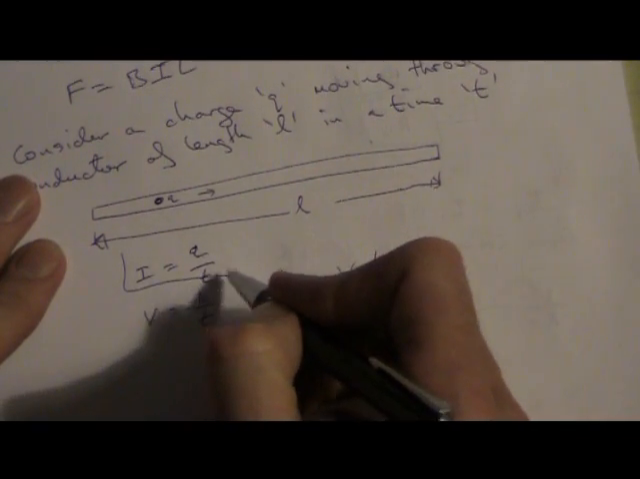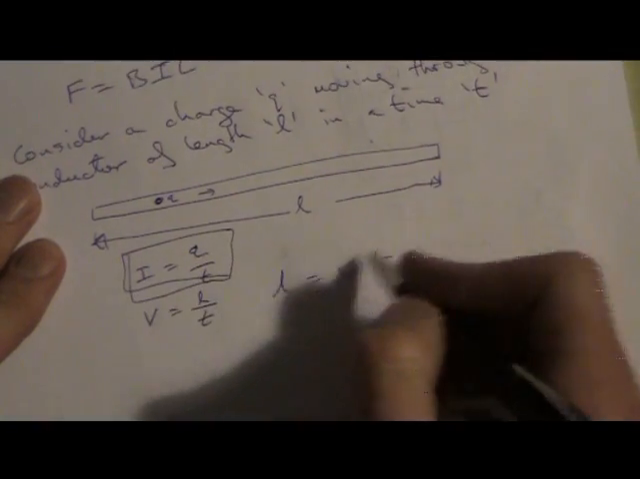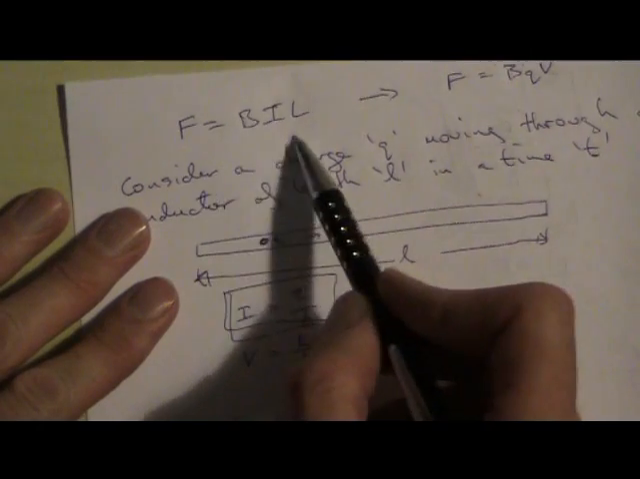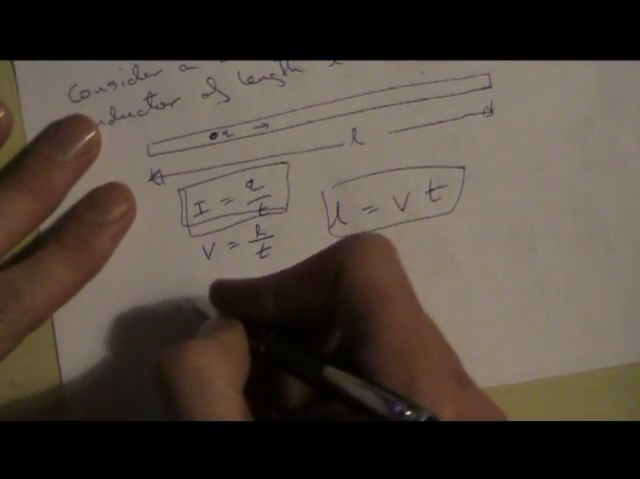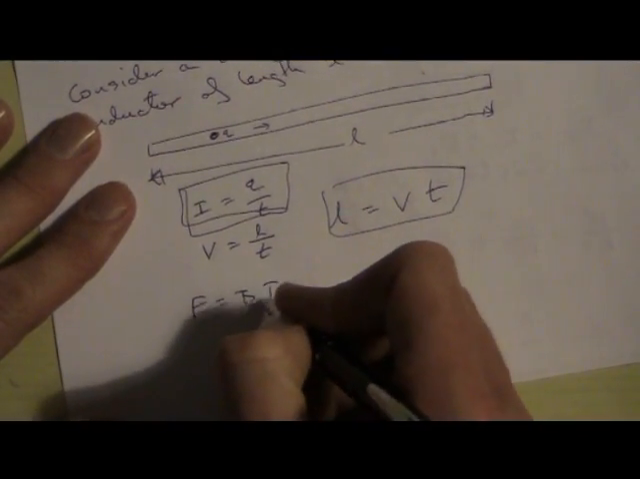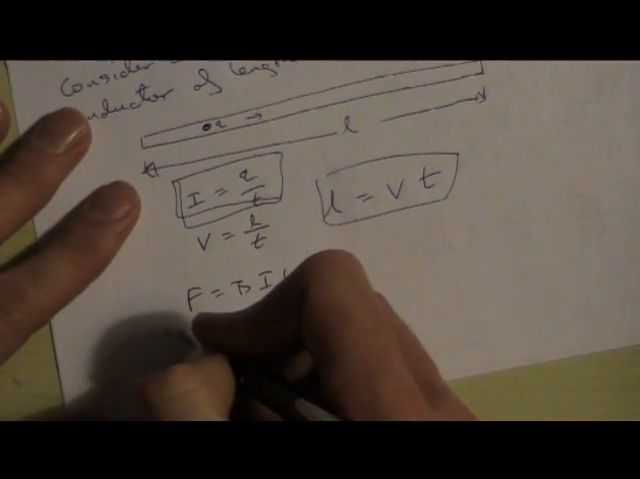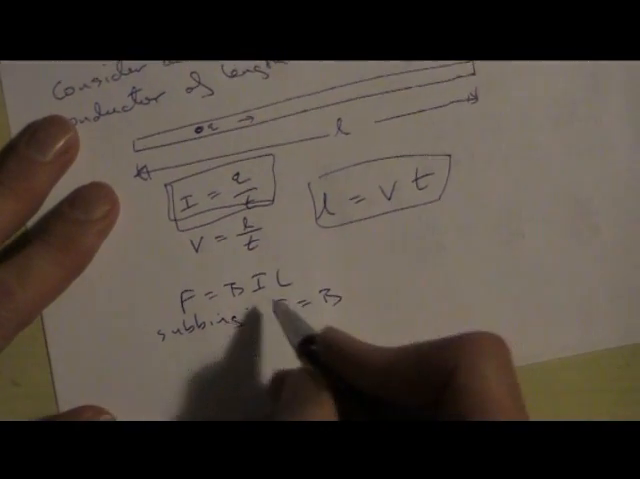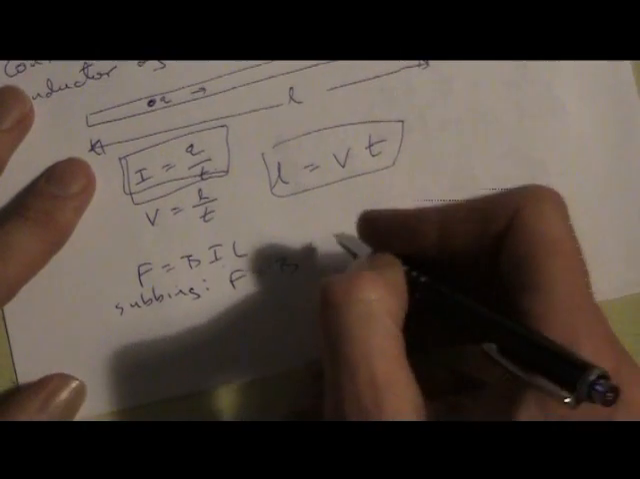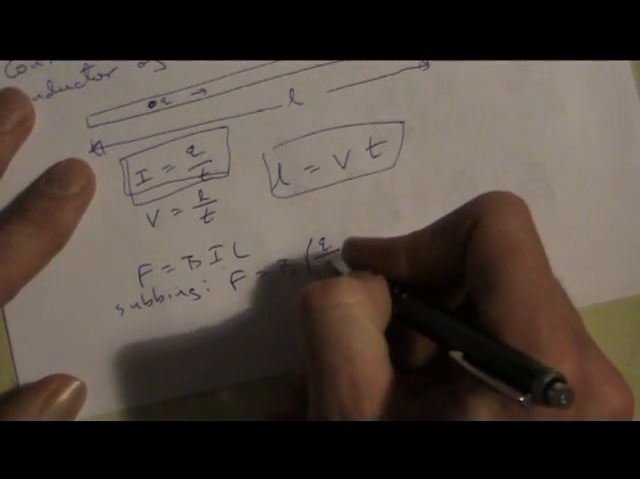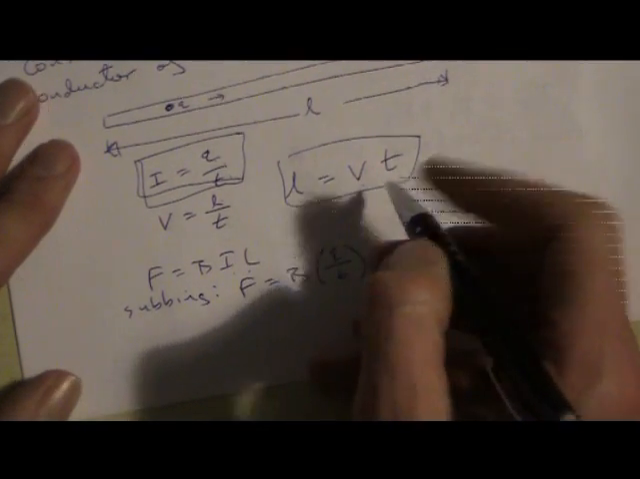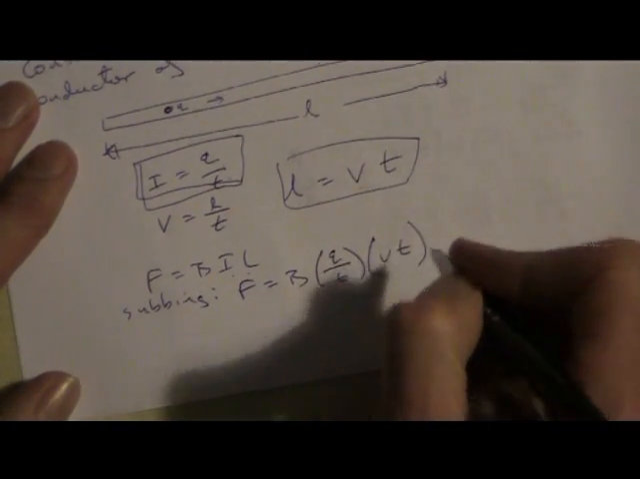Okay, so I have two little equations here, and I'm going to take each of these and stick them into the equation that I know, F equals BIL. So subbing, I get F is equal to B, which stays as B, and instead of I, I'm going to stick in Q over t, and instead of L, I have V times t.